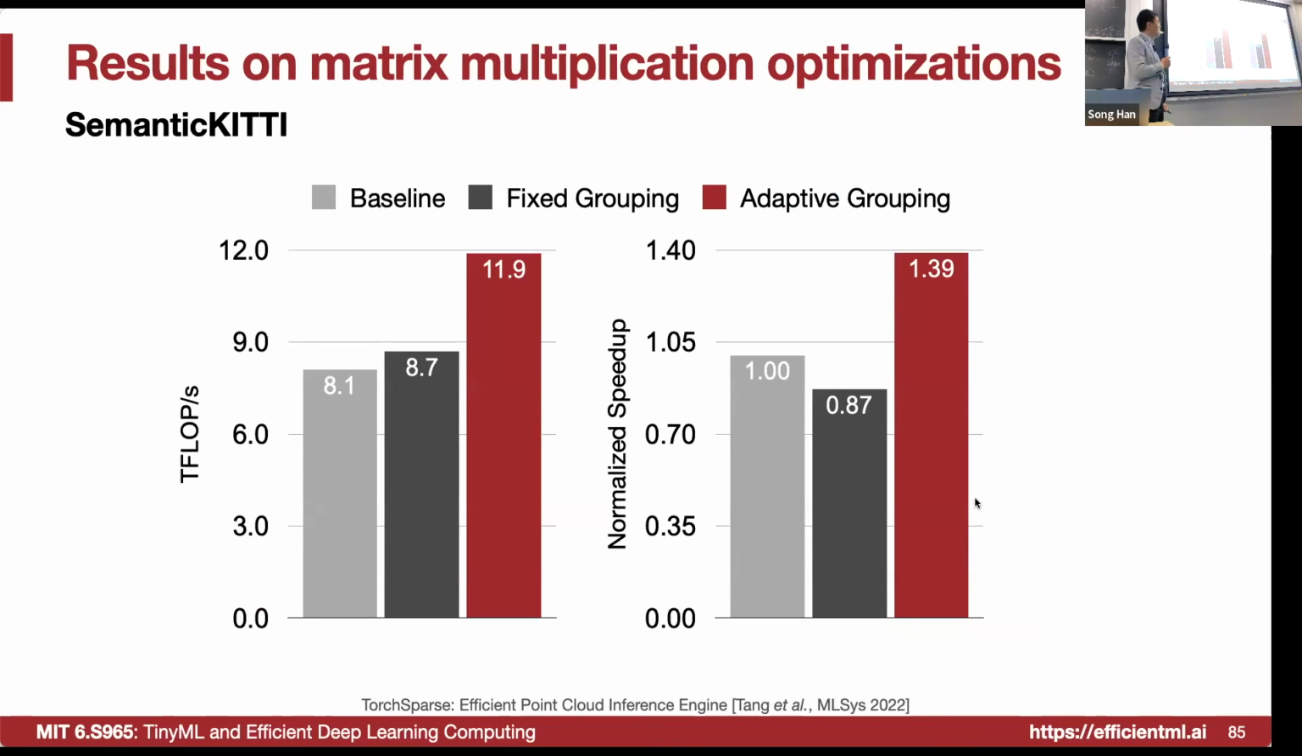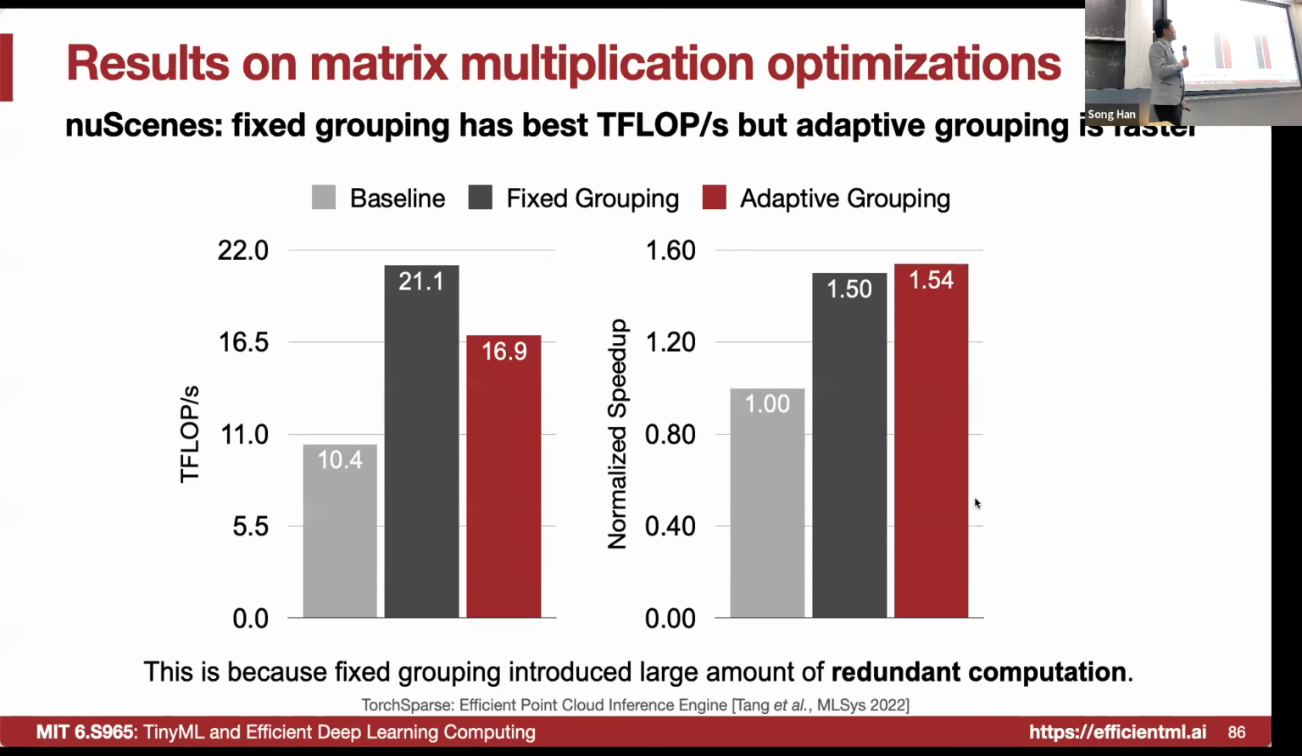So this compares the result of matrix multiplication optimizations with fixed grouping versus adaptive grouping. With grouping, fusing and padding a lot of kernels together can do a lot better than the baseline, having a higher FLOPS per second. Although the fixed grouping will have a higher FLOPS per second, the actual speedup is worse compared with adaptive grouping, because TOPS per second doesn't care if the computation is useful or redundant.